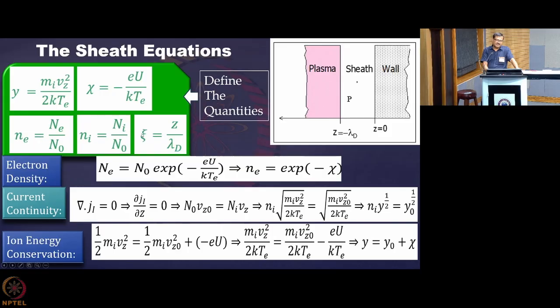So this is dimensionless distance, this is dimensionless number density, this is dimensionless electron density, this is for ions and this is for electrons, both are number densities. This is dimensionless potential and this is dimensionless kinetic energy. Okay, so now we will be writing all the equations in terms of dimensionless parameters.